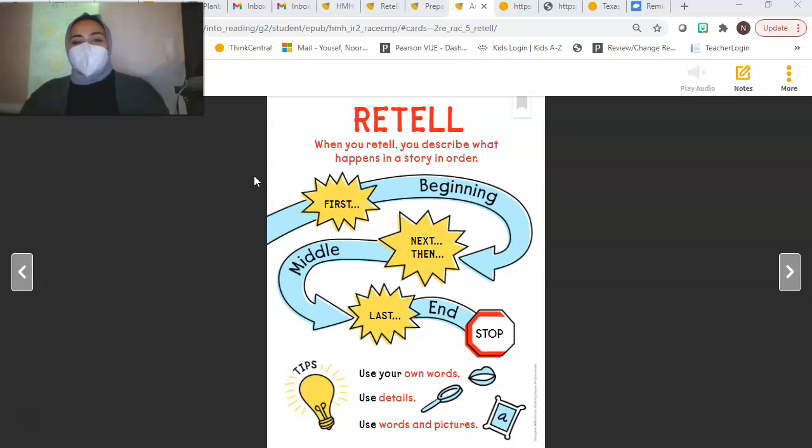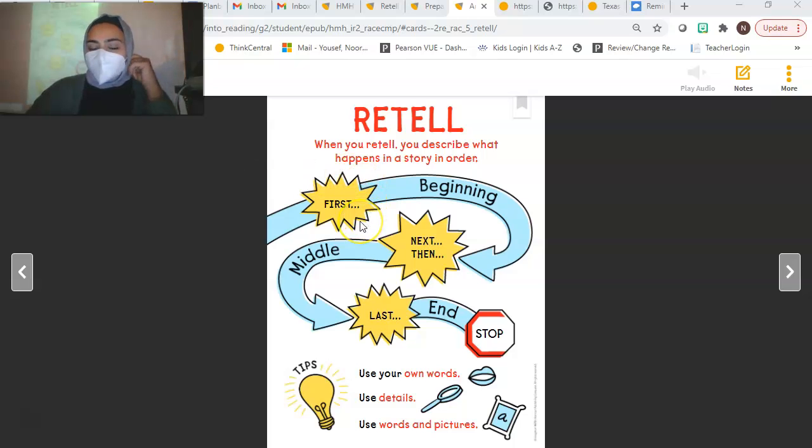We are really focusing on retelling a story. When you retell a story, you describe what happens in a story in order. So you tell me what happens first, in the middle, in the end. You're going to use your own words, use details, use words and pictures.